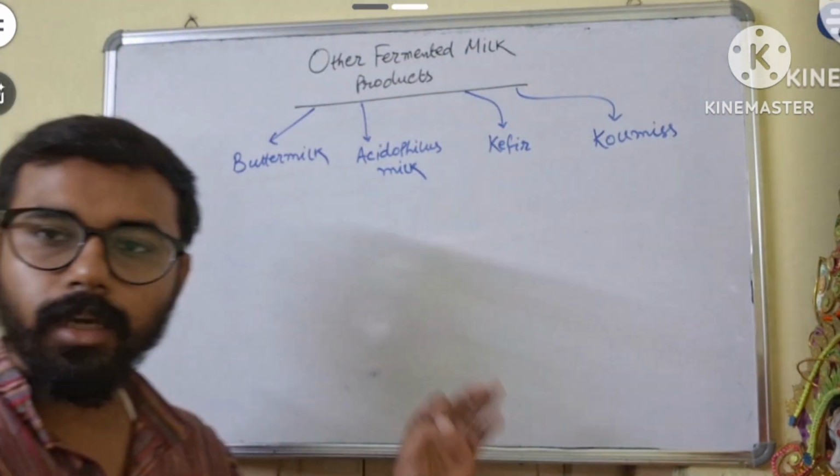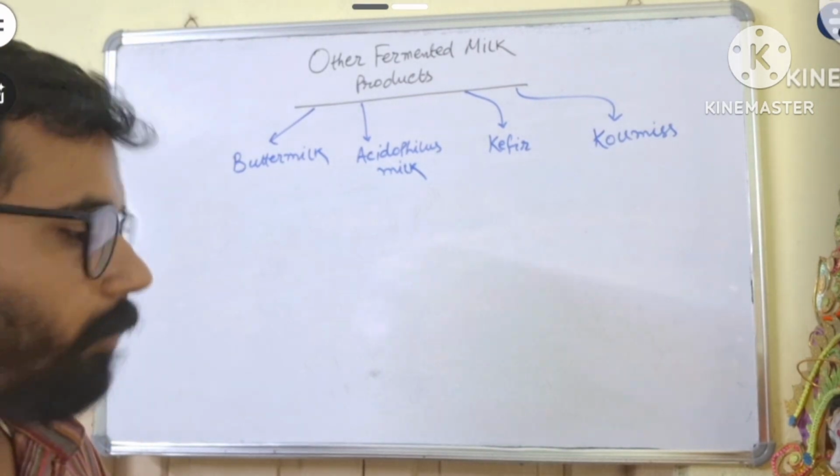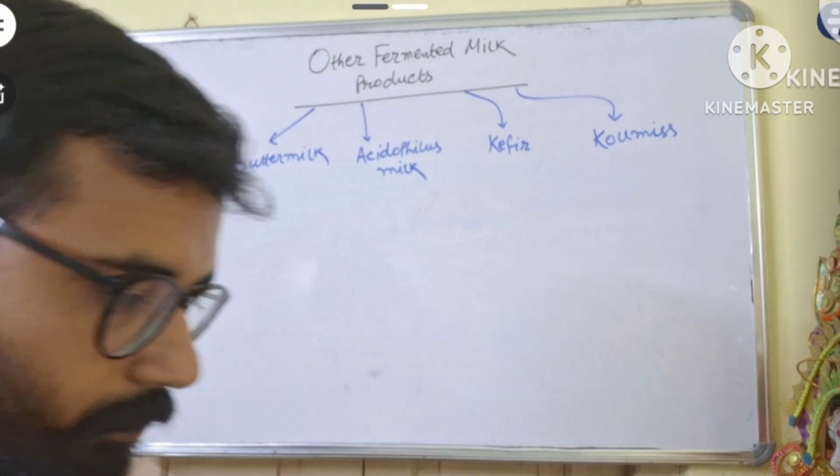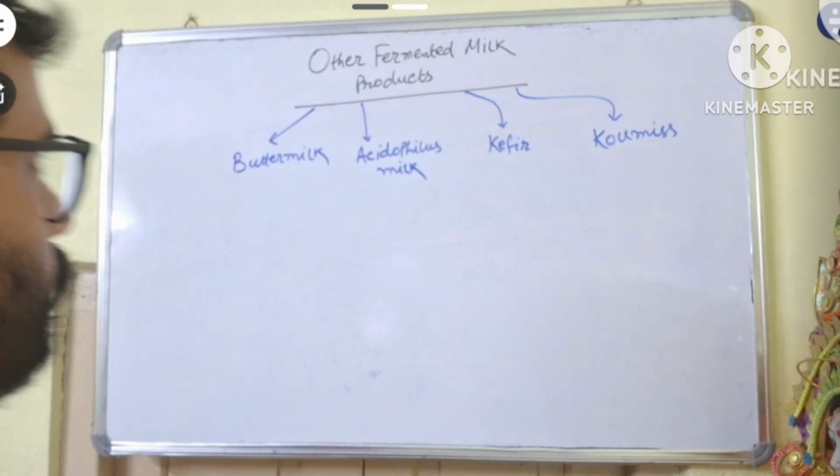Now we are going to start one by one. Start with the manufacturing process of buttermilk.